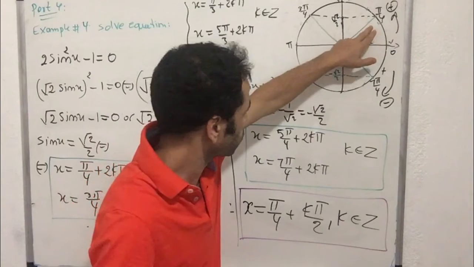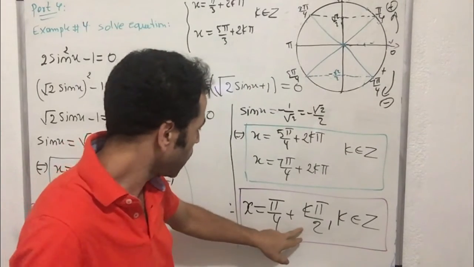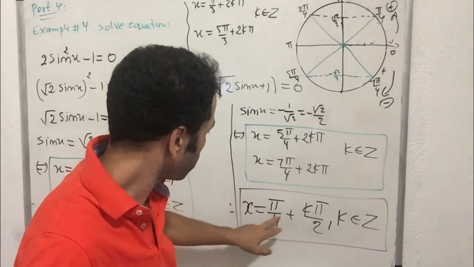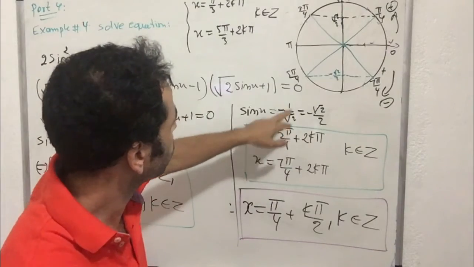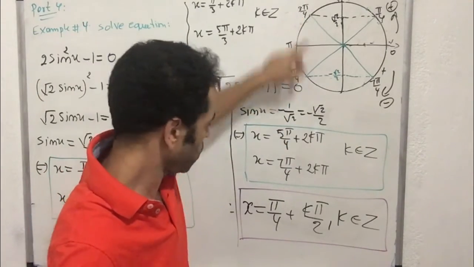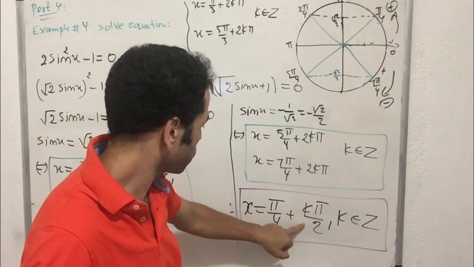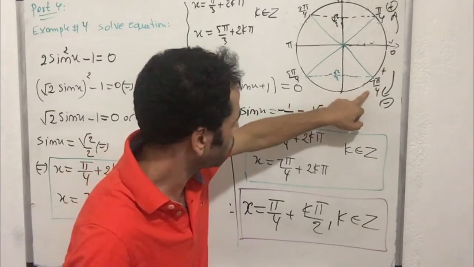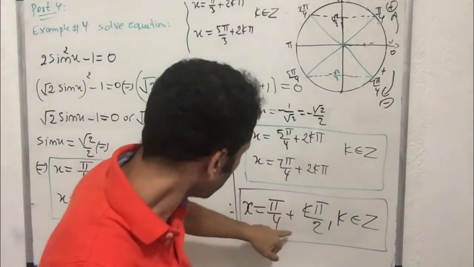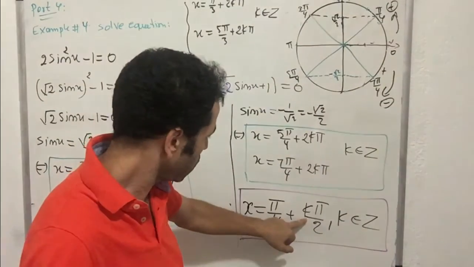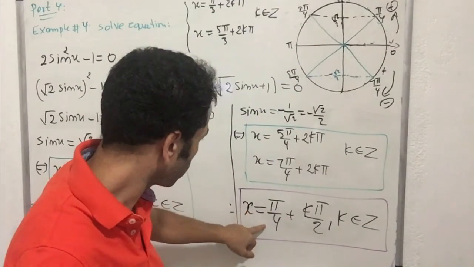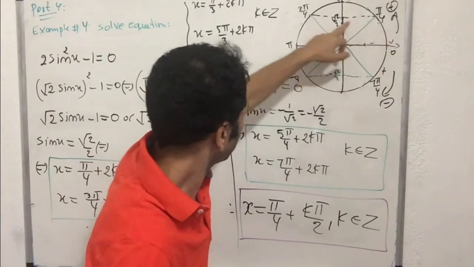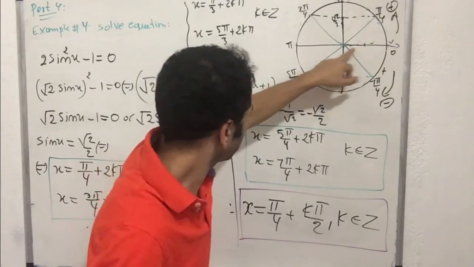That means the first solution, okay? Let's take k equal to 1. Pi over 4 plus pi over 2, you have 3 pi over 4. So that means I have the second solution. If you choose k equal to minus 1, you will have x equal to minus pi over 4, which is this one, if you are going in the negative direction, okay? If you choose k equal to 2, that means you have pi plus pi over 4. That means you are here, pi plus pi over 4. That means you are here.